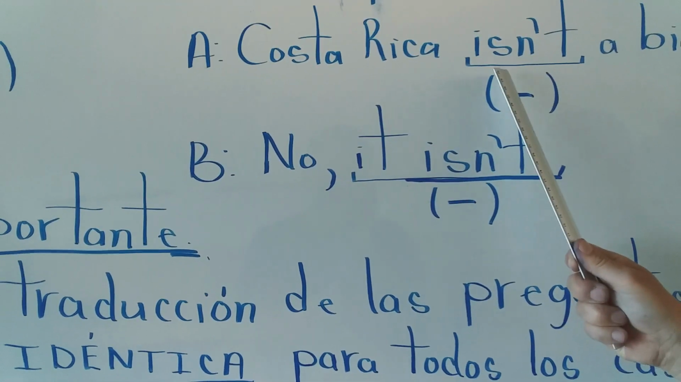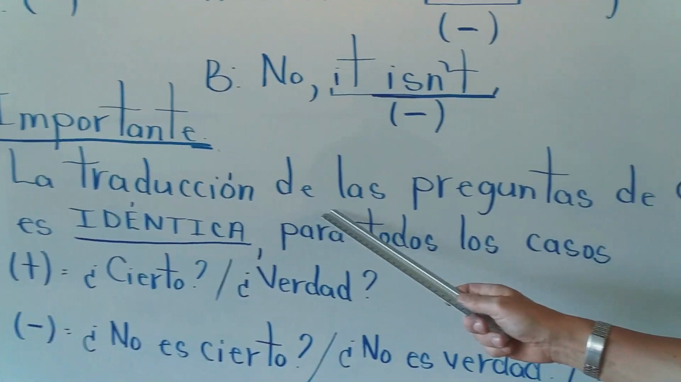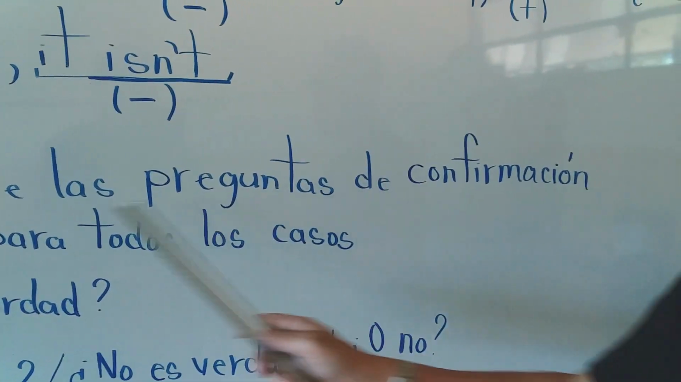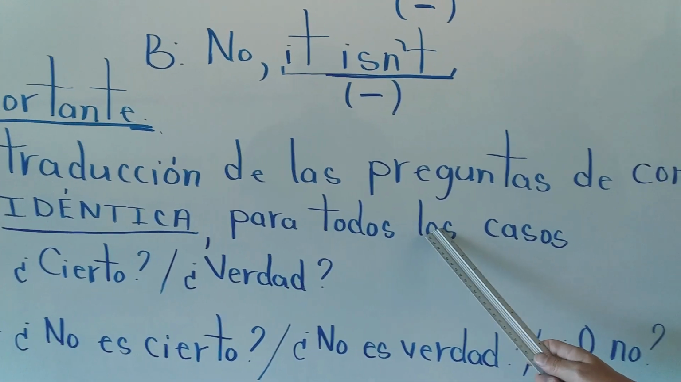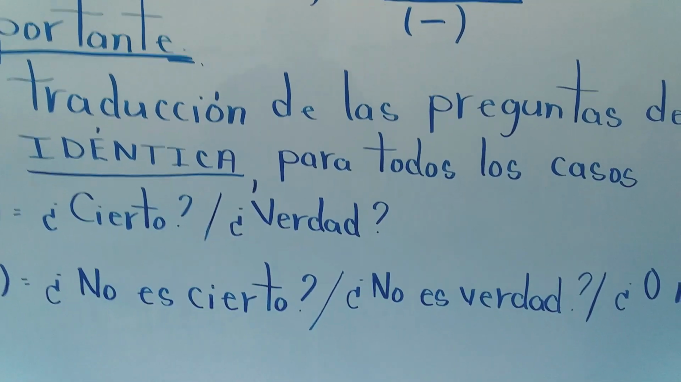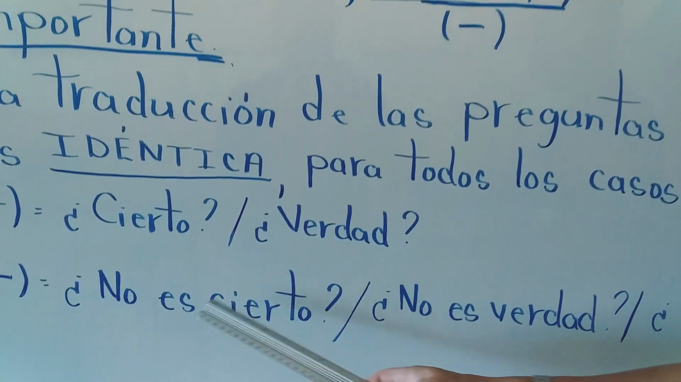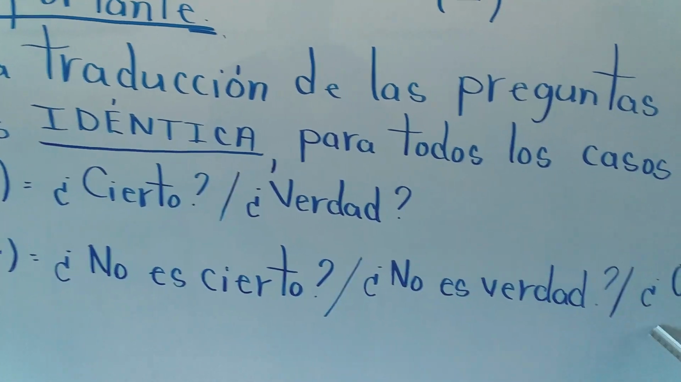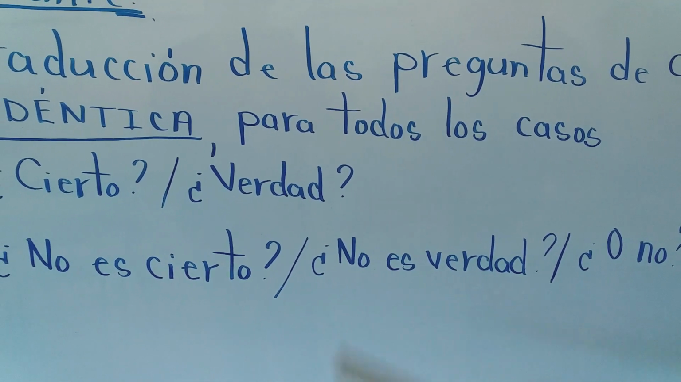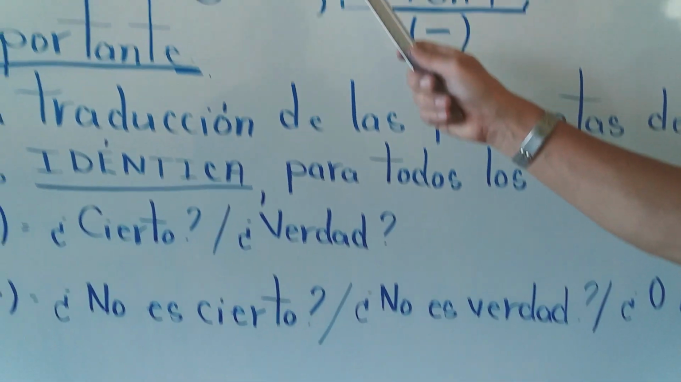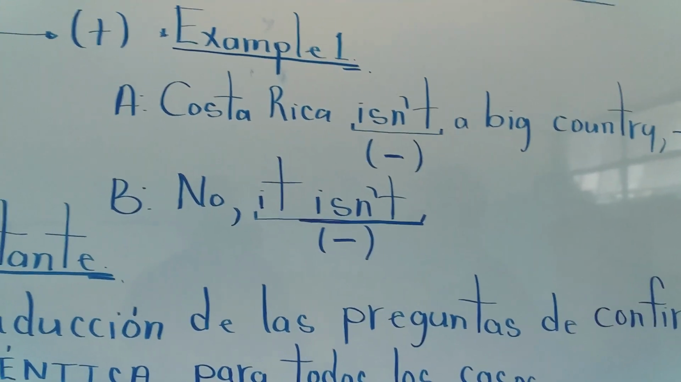They must match. Can you see? Important. The translation of the tag questions is the same for all the cases. Affirmative, that is here or here, and the negative, this one, because you are accepting or confirming my idea, or you are not confirming my idea. Thank you.